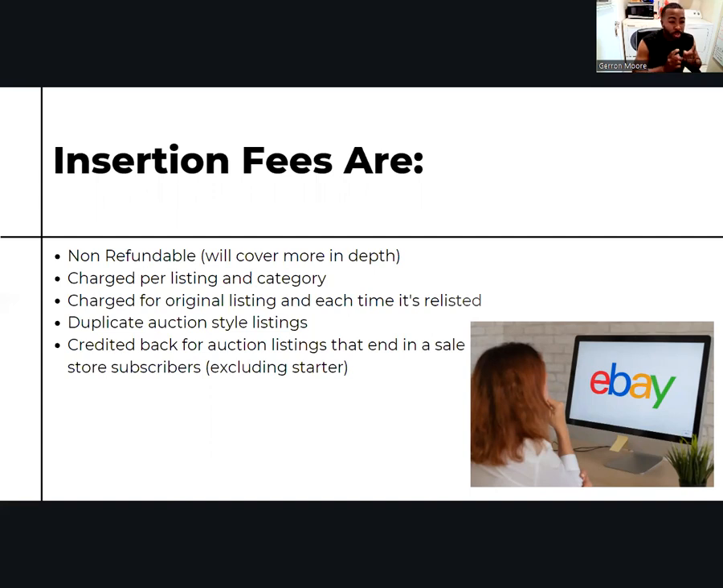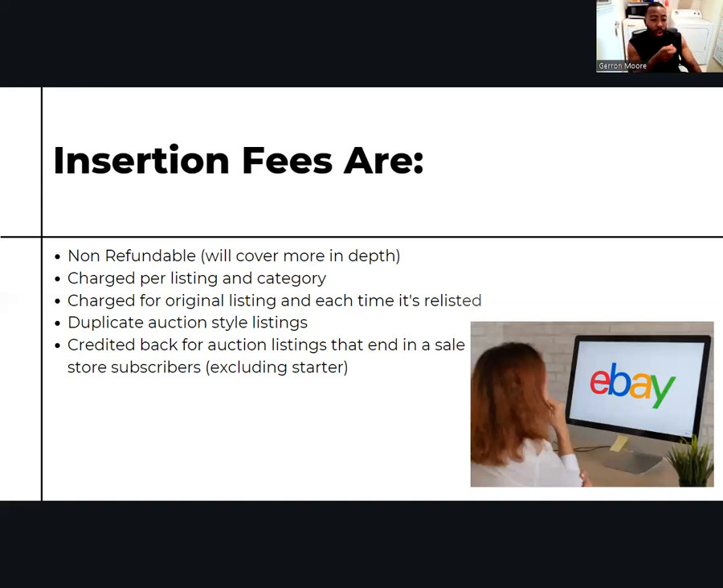It's charged per listing and per category. Each time you do a listing, it's going to charge you an insertion fee. If you put multiple categories, it's going to charge you an insertion fee for each category that you list in. You got to keep that in mind. You may sell your item faster, but you're also going to have to pay another fee. It's charged for the original listing and each time it's relisted. Each time you relist it, you're going to be charged a fee.